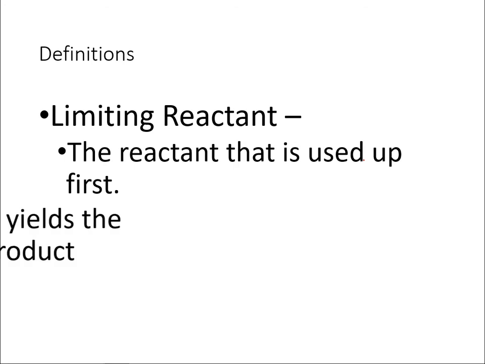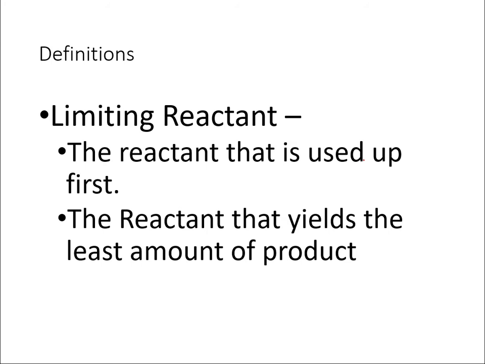How do we know that? It was the one that gave us the least amount of tricycles, the least amount of product. So when we turn this into a chemistry classroom, we have to figure out which one of the reactants gives us the least amount of product, and that would be our limiting reactant.